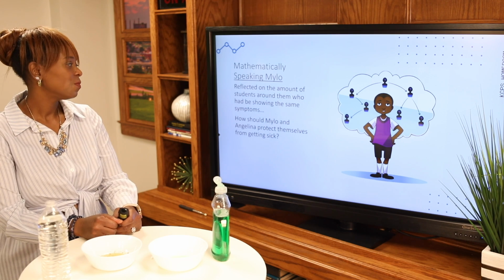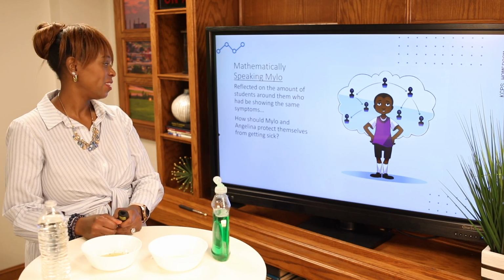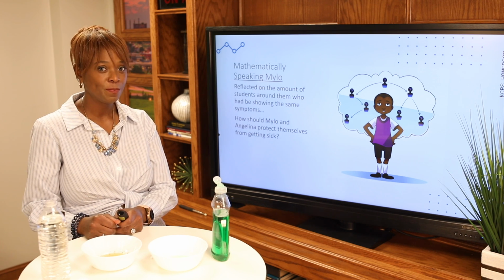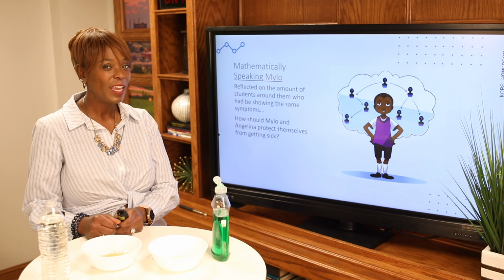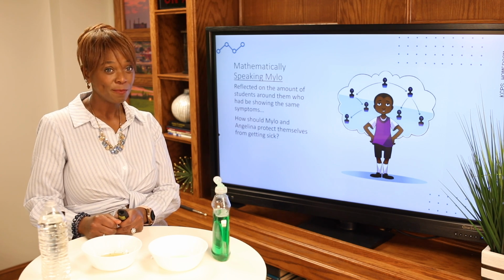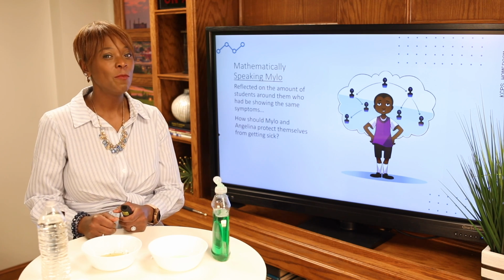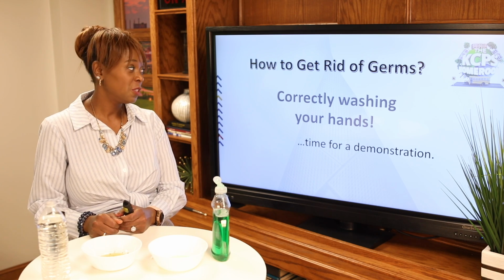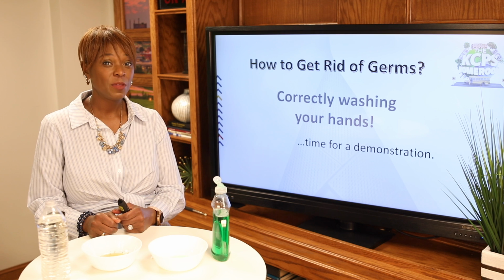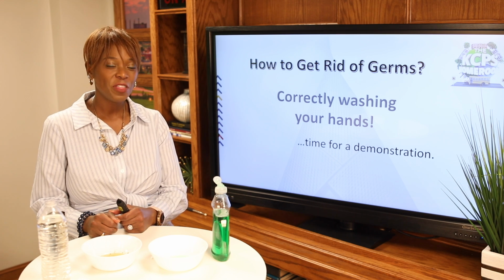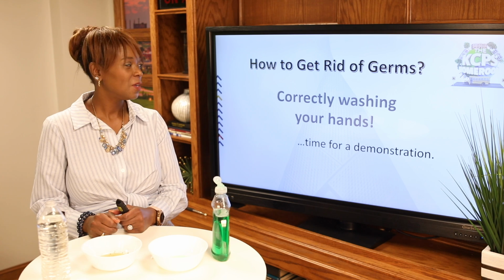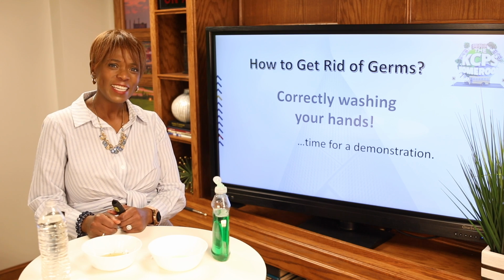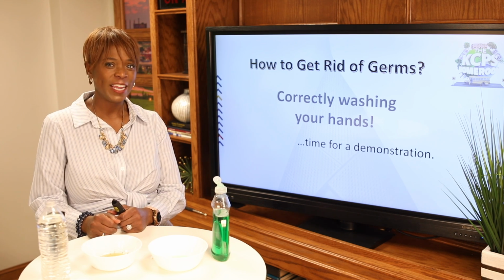And he was thinking, how should Milo and Angelina protect themselves from getting sick? Because they noticed that the friends around them were getting sick also. Can you think of some ways that they can protect themselves from getting sick? I'm wondering if we can make a list. How can we get rid of germs, or how can we keep the spread of germs? What are you thinking? I know, we could wash our hands correctly. So what are some ideas that we do to wash our hands correctly?